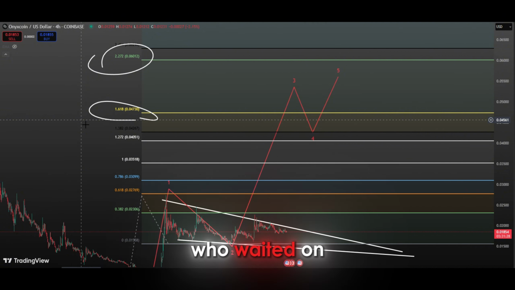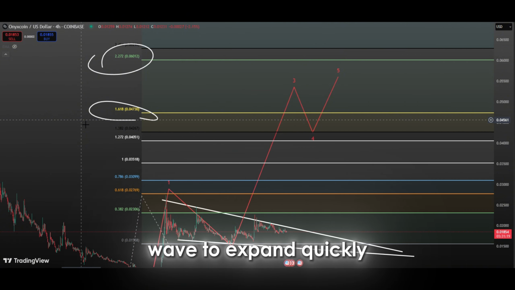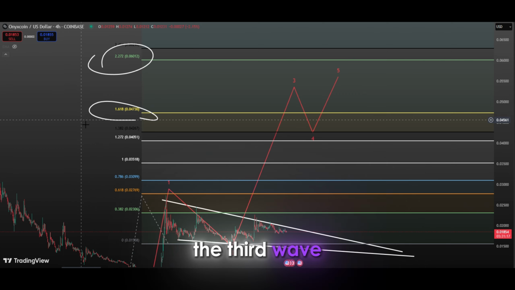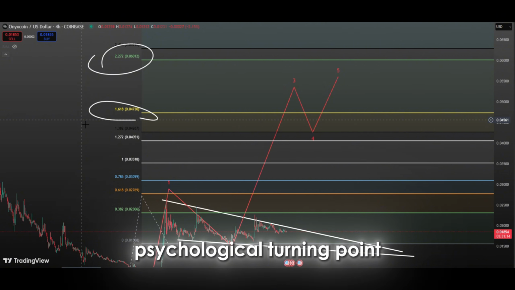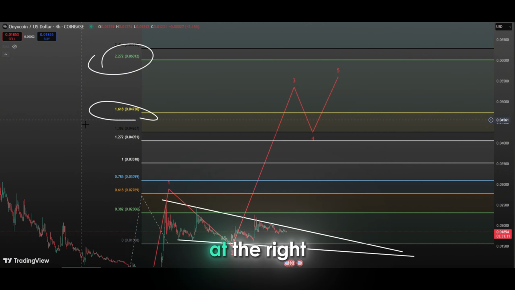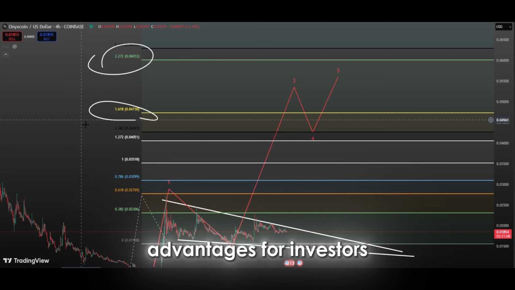Especially investors who waited on the sidelines during the second wave re-enter the market at the start of the third wave. At the same time, new investors who notice the upward movement also join the trend. This collective participation causes the third wave to expand quickly. Therefore, the third wave represents not only a technical breakout, but also a psychological turning point in the market. Identifying and evaluating such structures at the right time through technical analysis can offer significant advantages for investors.